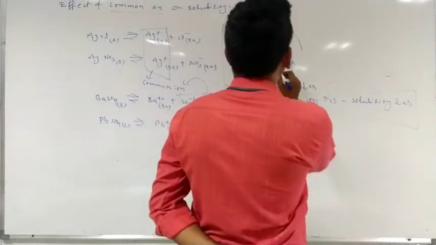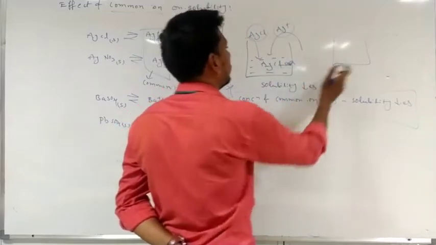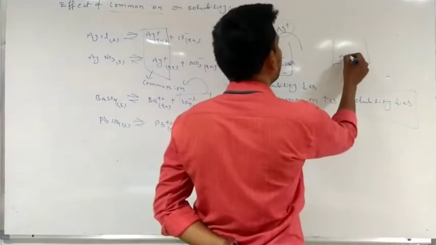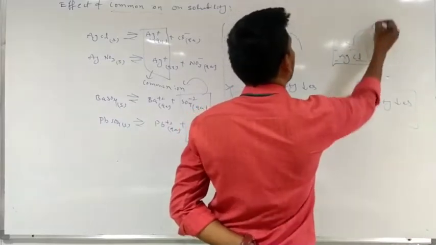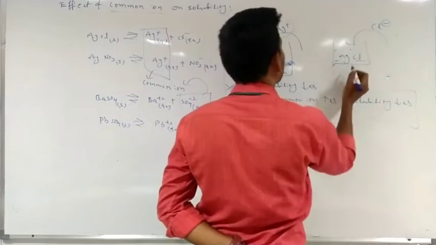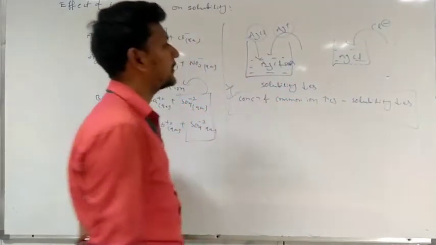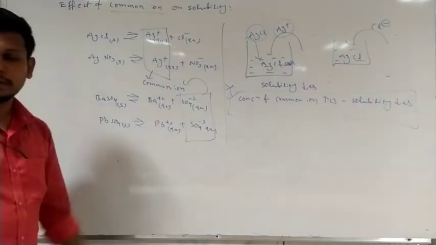Next one. For this one, I am adding the cation as a common ion. Now here, same solution, AgCl is there. To this one I am adding the common anion. Cl- is there, and to this one I am adding the Cl- ion. It is the same concept: concentration of the common ion increases, solubility decreases. How, sir? I can prove that.